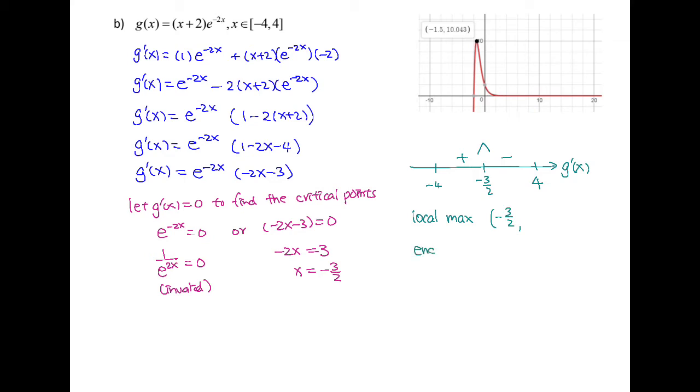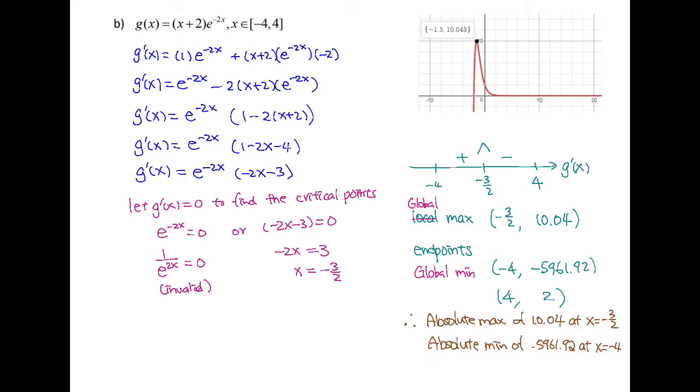And let's check the endpoints, which is at negative 4 and 4. And once again, you have to substitute those x values back into the original equation to find the y values. And as you can see here, the highest y value will be at 10.04. So this is the global maximum. And the lowest y value is negative 5,961. So we say this is the global minimum, which is the absolute minimum as well.